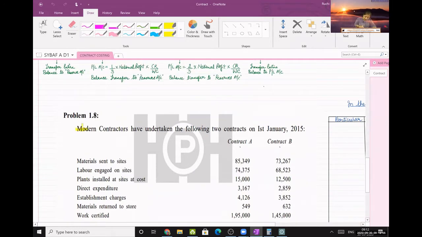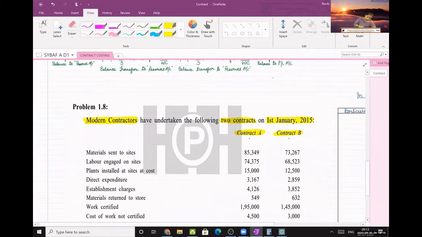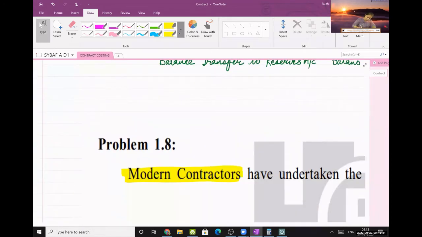the contractor. Construction companies known as a contractor have undertaken the two contracts. Okay, so two contracts are there, contract A and contract B. And the date information is 1st January 2015. Okay, so ye unka contract ka start date hai. Okay, so let me please mention it here for you all.